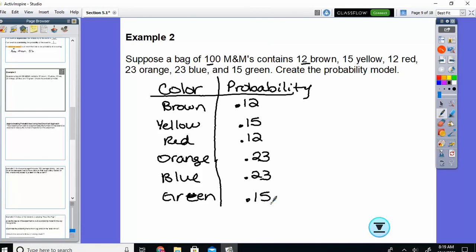Quick check, if it's a probability model, every one of your probabilities has to be a number between 0 and 1, which they are. And what should they add up to? 1. So if you add those up real quick, does it add up to 1? I believe it does. So that's a quick check to make sure we're on the right track.